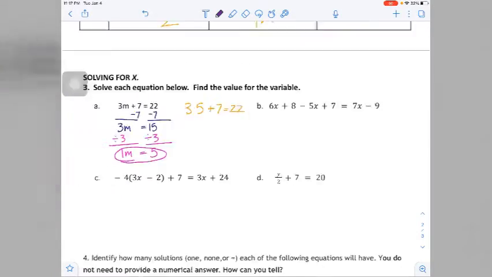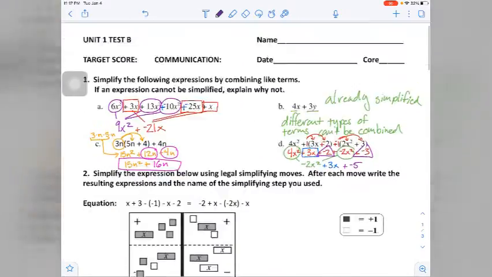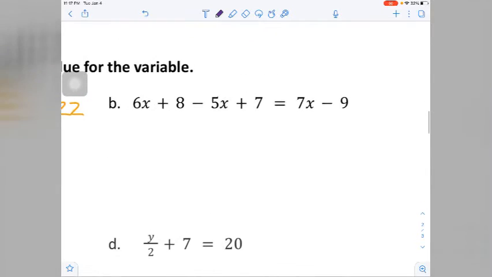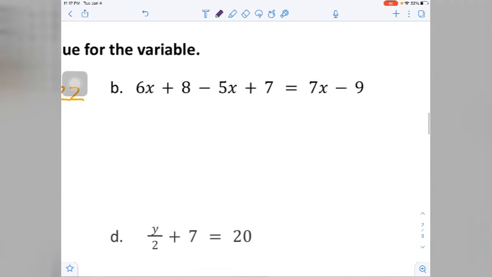Okay, so this is quiz B, problem 3, part B. We're supposed to solve this one.